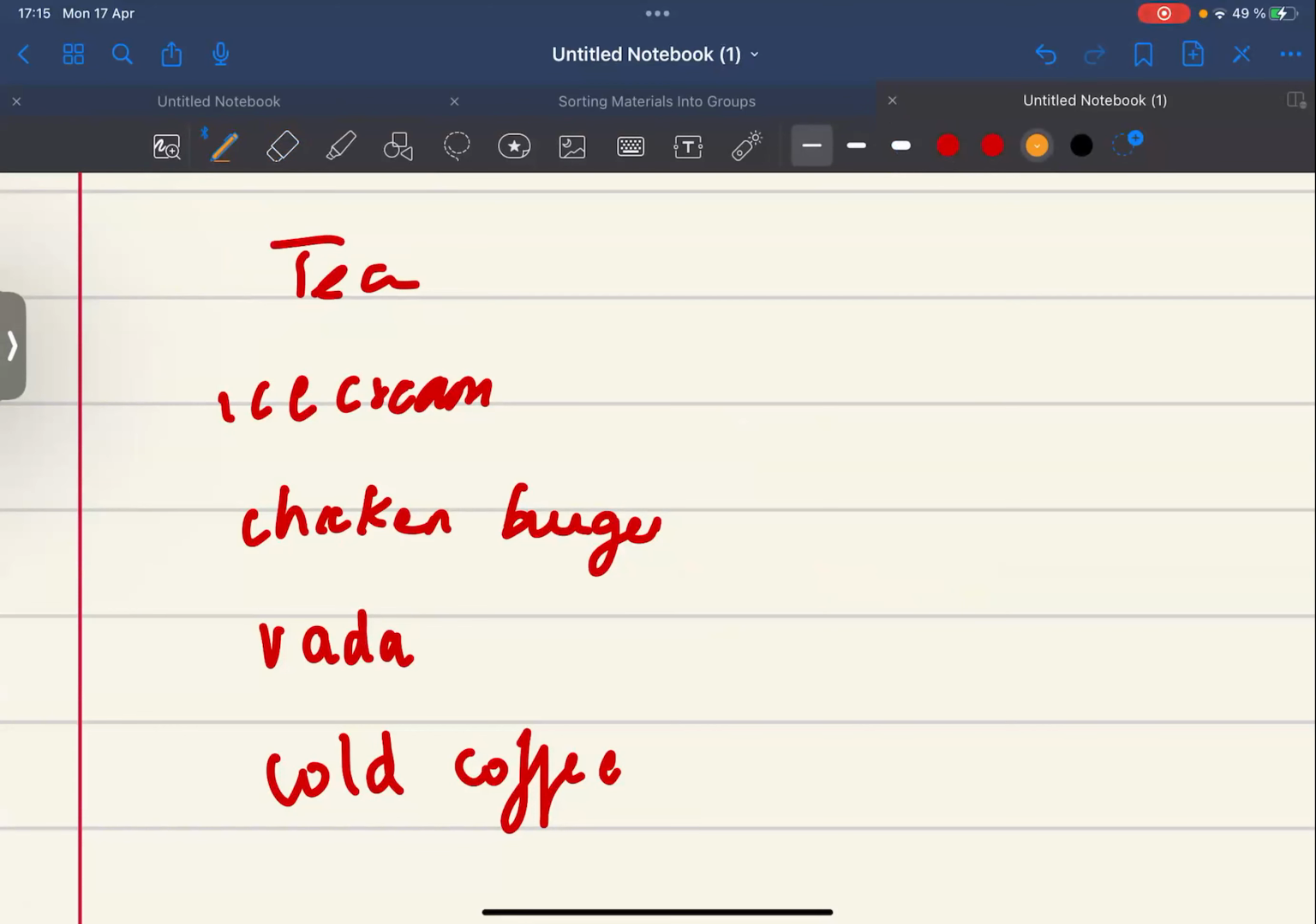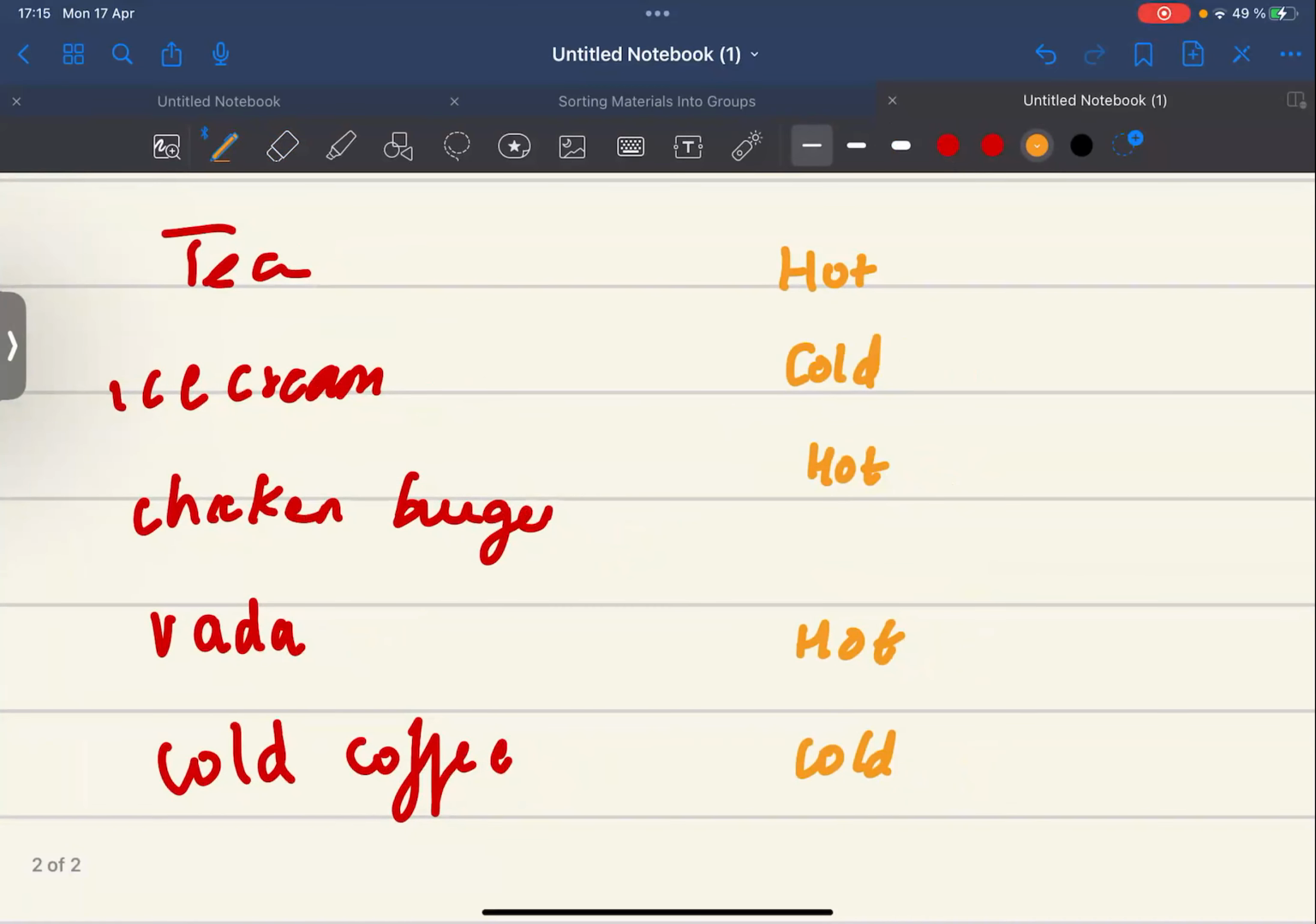First thing is, hot, ma'am. Then cold, ma'am. Cool. Then hot. Hotter. Cold. That's it. So now you're able to easily tell that something is hot or something is cold. So on what basis do you say something is hot or cold? If you tell me, how do you know something is hot or cold?